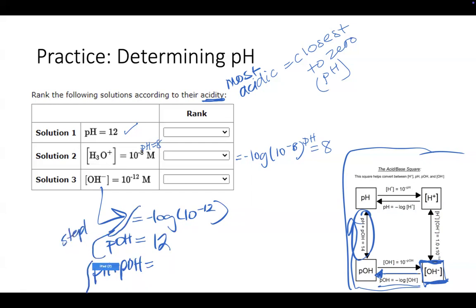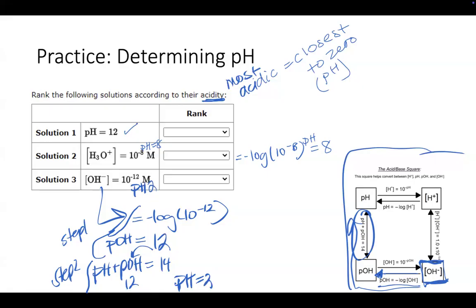And then here's step 2. So that always has to equal 14. And so if my pOH is 12, then my pH has to be 2. All right, so now I have them all in pH, so I can rank them.